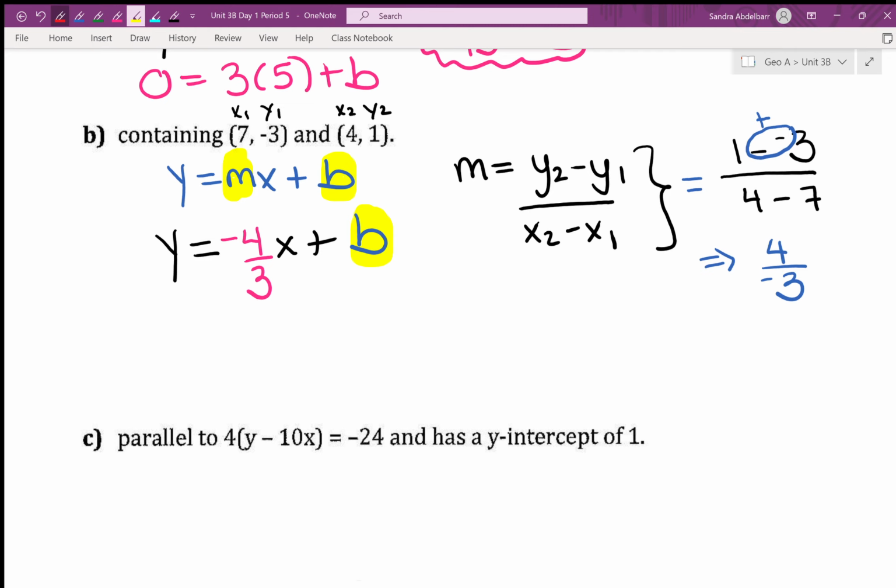You can plug in one of the points that was listed for x and y. You got it. Remember, don't x and y represent all the points on the line? So I could take one of these points and plug it in for x and y. Which point do you want to take? I'd go with (4, 1). So I'm going to say 1 is equal to negative 4 thirds times 4 plus b.